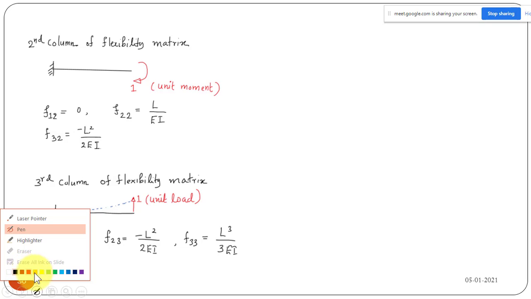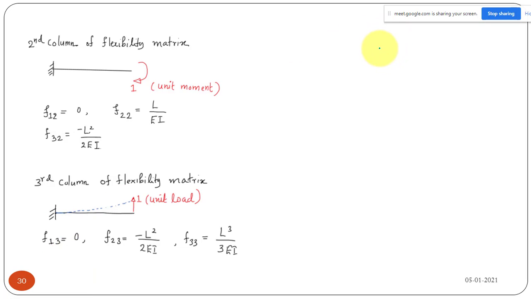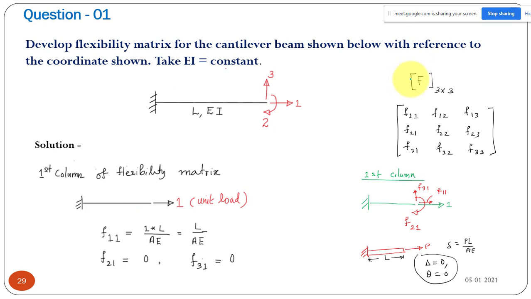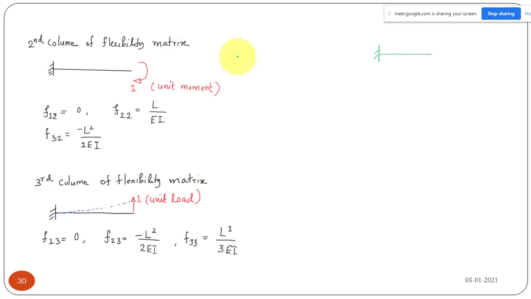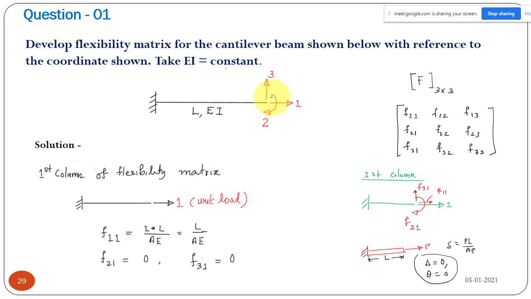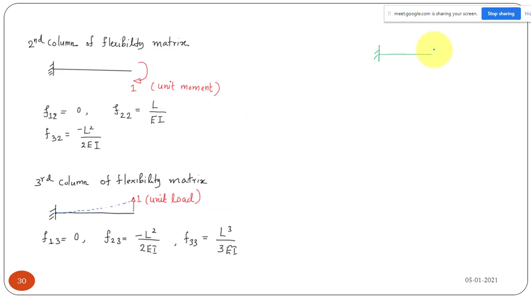Take your cantilever beam like this. To derive the second column, that means these three, F12, F22, F32, you have to see the given coordinate. The second one is a clockwise rotation. So I am applying a clockwise unit moment equal to 1.